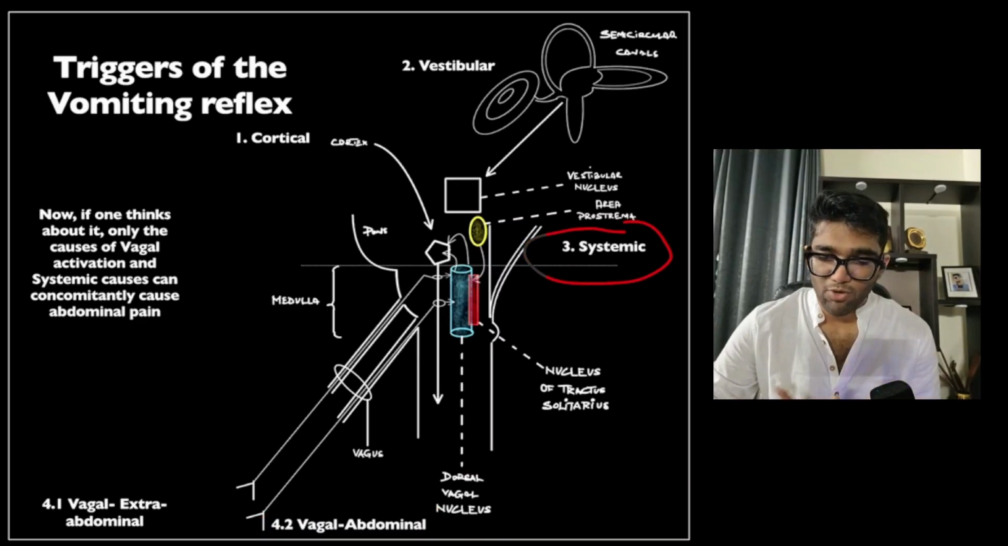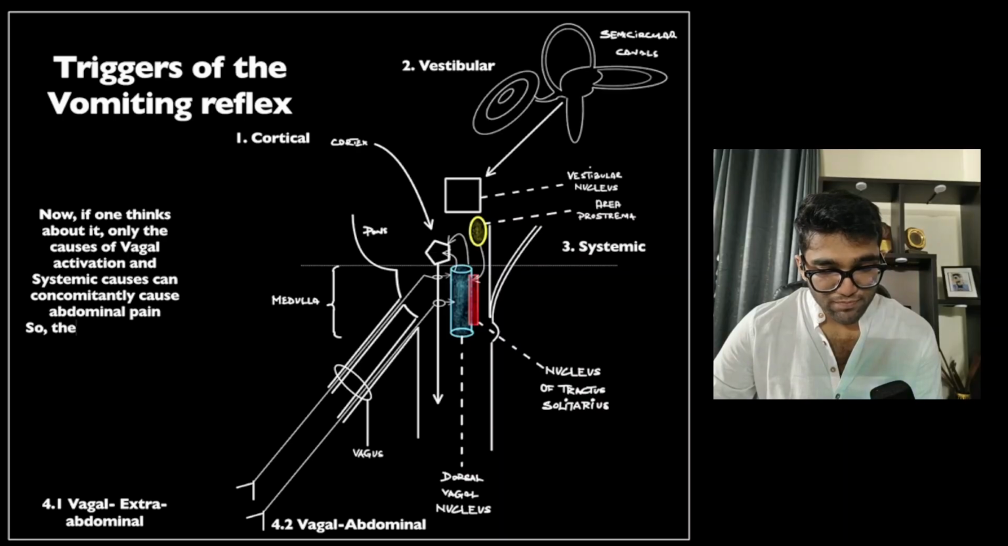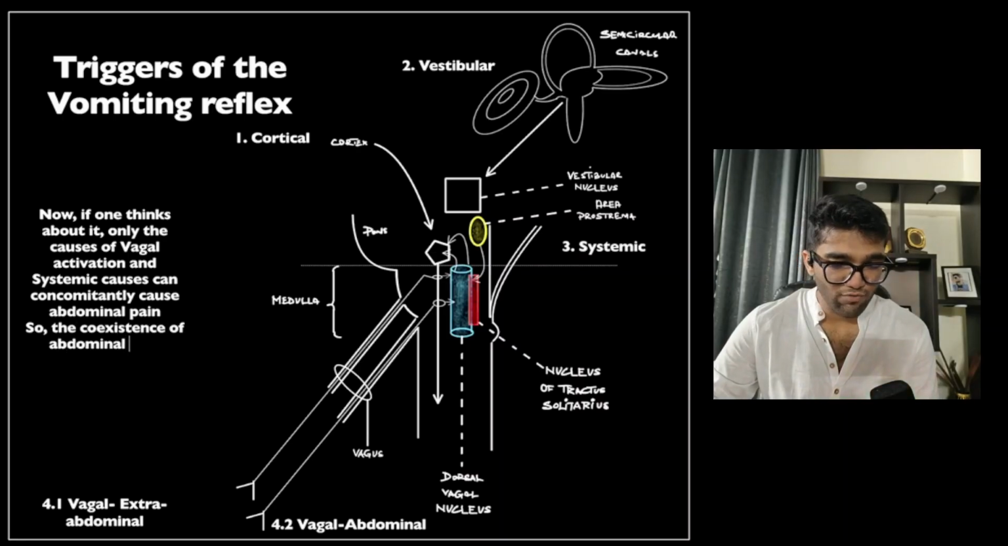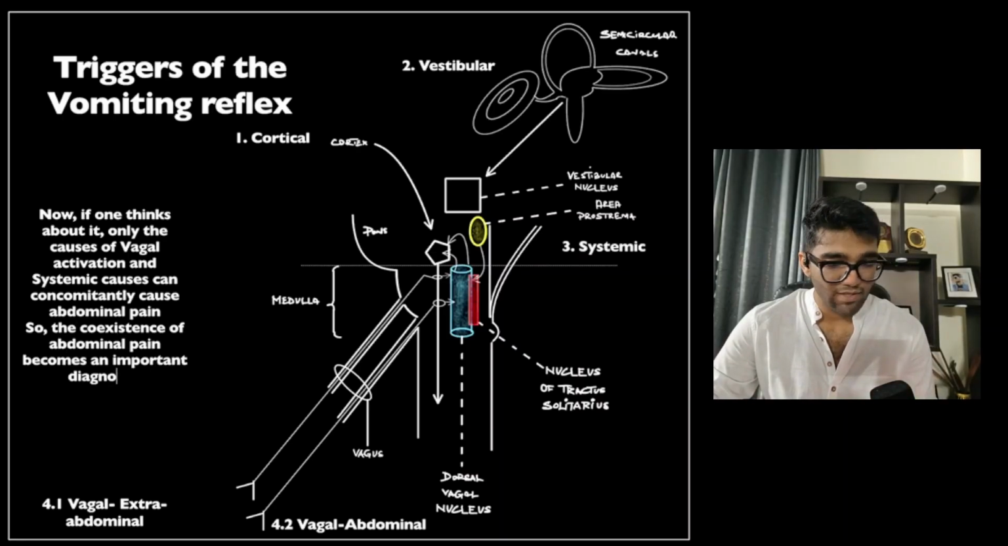So if there is no abdominal pain, these disorders become less likely, and if there is abdominal pain, they become far more likely. Now, why I have said less likely is because there are some cases in which systemic disorders can just cause vomiting, and we'll get to that. Now the coexistence of abdominal pain therefore becomes a very important diagnostic consideration in evaluation of vomiting.